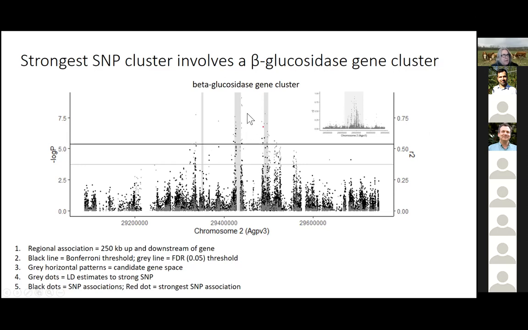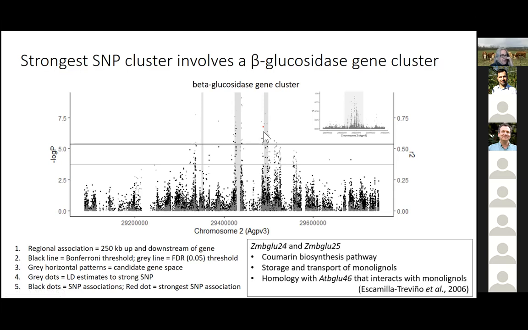Anything that's gray is the LD of the SNPs in comparison to that SNP in red. So we're looking at the LD and how it decays around that region in comparison to that SNP. These bars here represent 3 genes. This is the gene space of 3 beta-glucosidase genes. And so what you can see here is that these 2 beta-glucosidase genes have a lot of SNP hits. They're significant SNPs. There's lots of LD within them. Is it this SNP? Is it that SNP? This gene or that gene? I'm not sure, and you can't parse it out from this.